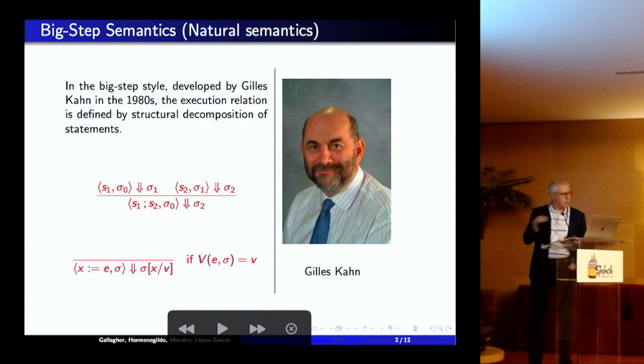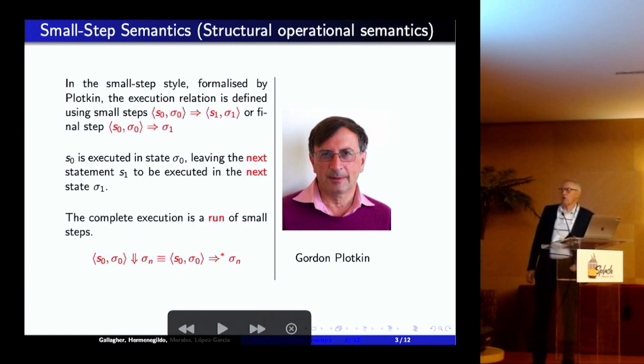Small step semantics was developed by Plotkin, actually earlier than Kahn's work, in the very early 80s. An execution of a program deals with configurations of a state, a statement, and an environment or a store of some kind. A small step takes you from a statement in a given state to the next statement in the next state. And then a complete execution is a run of small steps, the transitive closure of the small step relation. You typically have a special small step for the final step, which only leaves a state or a value. If you're dealing with something like the lambda calculus, it deals with values rather than returning a final state. But that's a minor difference.